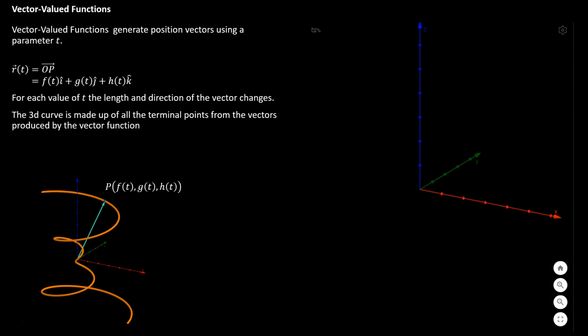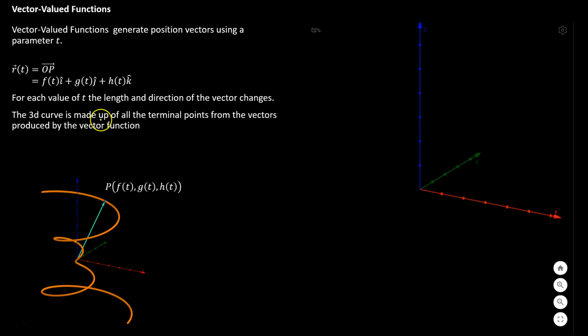A vector-valued function is a function that takes in an independent parameter. We often use t, and it produces position vectors. Remember, position vectors start at the origin and point to some point in space. Each one of these position vectors has a terminal point, and the collection of all of those terminal points is what makes up a curve in 3-space.